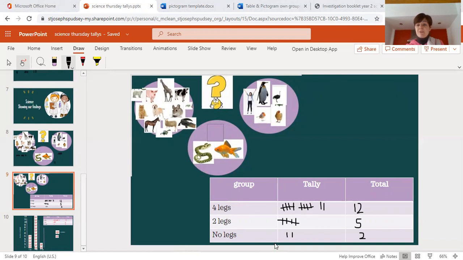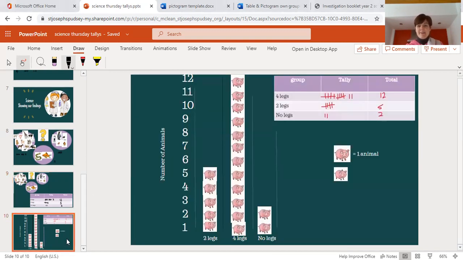So you might have split your groups into hot and cold places, big and small animals, animals with fur, animals with skin, animals with scales. I don't know what groups you did, but you can show them really clearly in your own table today. And then what we're going to do, once we've got this table, is something really scientific. We can use the table with this information here. We can turn it into something we call a pictogram. Okay, and a pictogram uses pictures. So as you can see up the side here, it says number of animals.